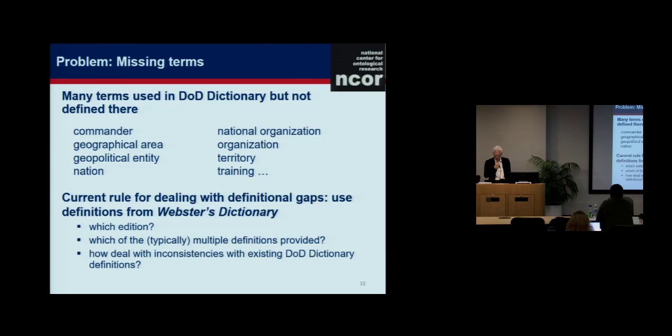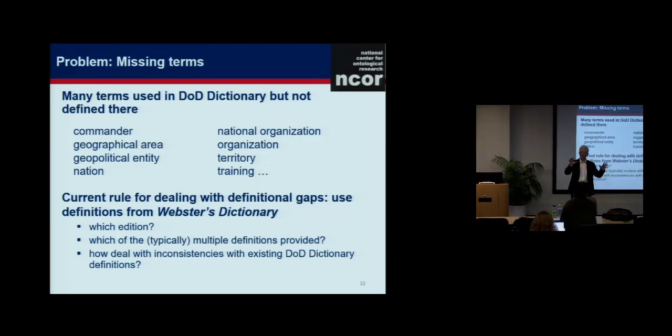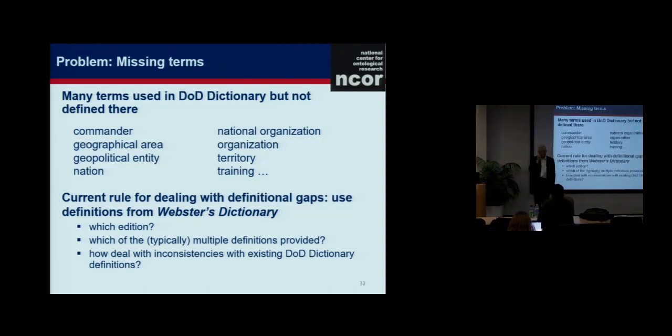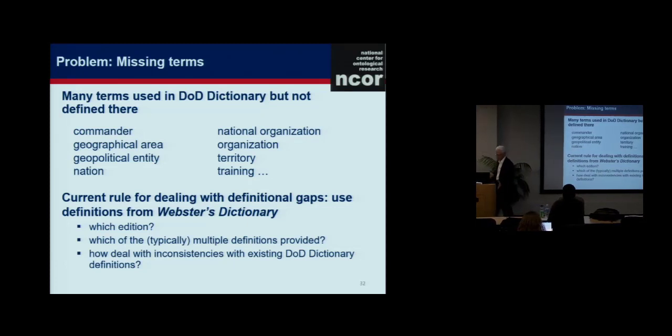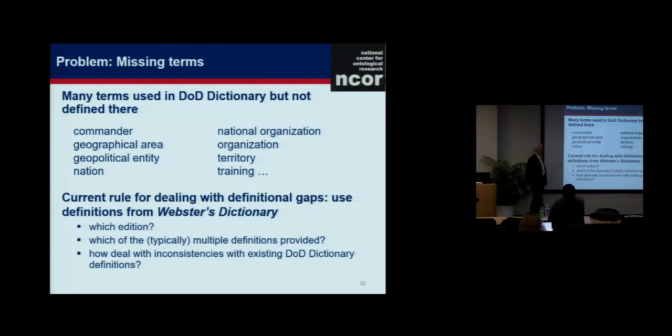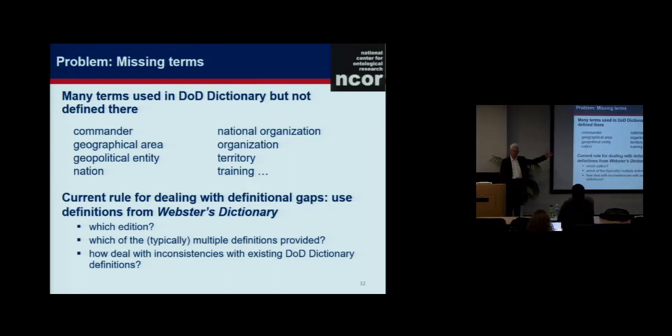And now the first problem is that the DoD dictionary is supposed to define all the terms in the joint pubs. But there are many terms which are not defined in the DoD dictionary, but which are used all over the place in the joint pubs. Terms like commander or nation. And there is a rule. So the rule just says use definitions from Webster's dictionary. But it doesn't say which edition, and that could be very important.